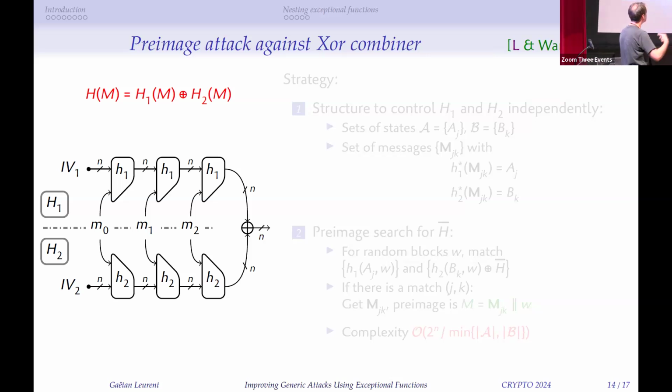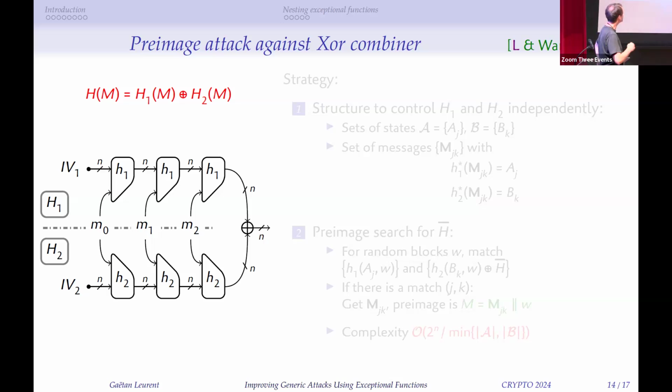So what is this construction? It's a construction where you start with two different hash functions, h1, h2. You give them the same message as input, and you XOR the output. And the idea is that this would be more robust than just using a single hash function. Like maybe if you XOR SHA-1 and MD5, you get something that's not completely broken. That's the intuition behind this construction.